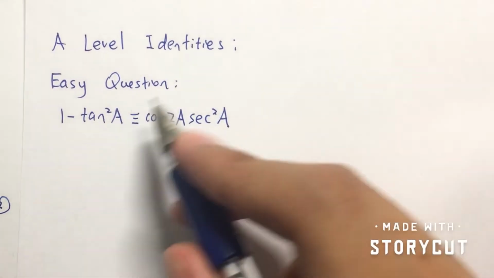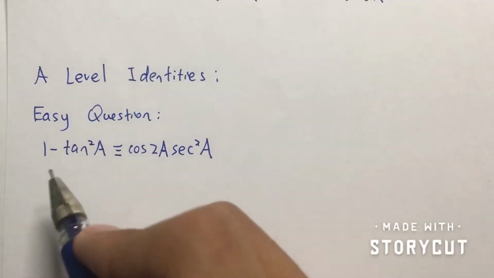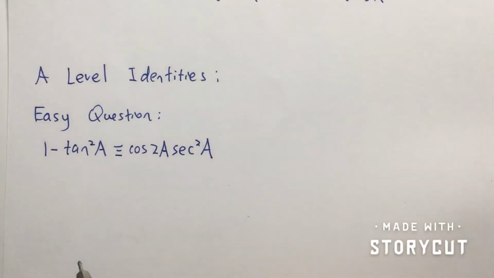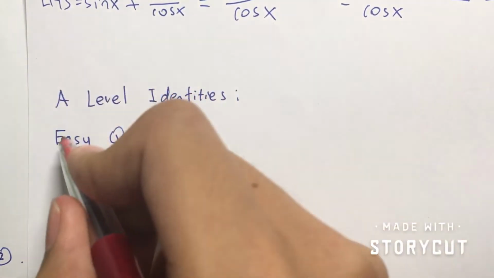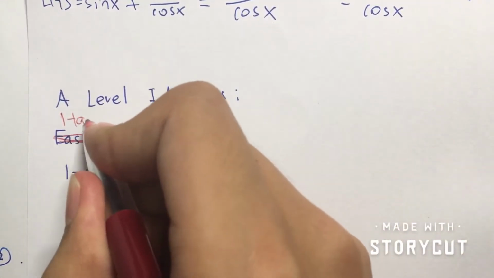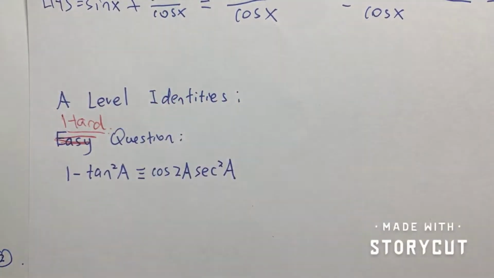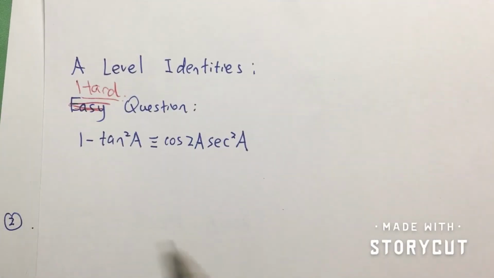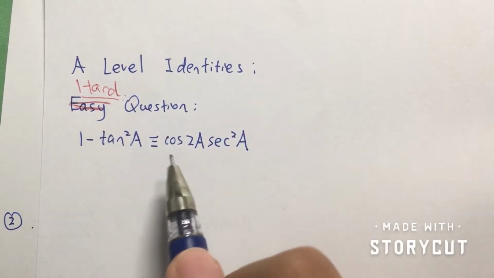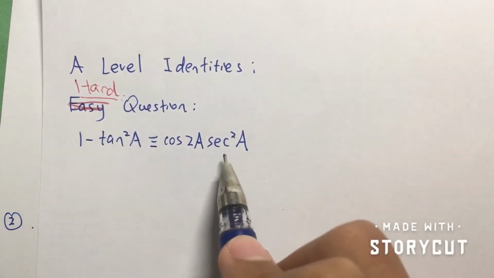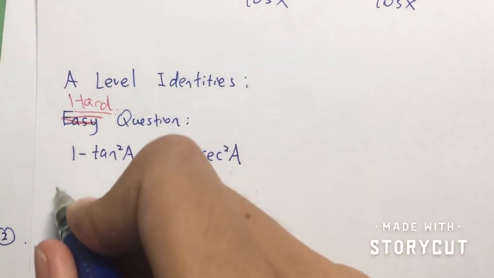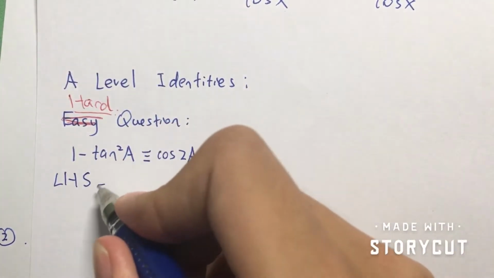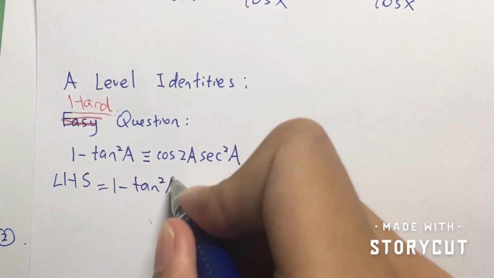Well, these are the A-level questions we are going to meet. However, in my opinion, this part is never easy, so let's change this word into hard. And let's do this question. 1 minus tangent squared a is congruent to cosine 2a times secant squared a. Now let's look at this. Our left hand side equals 1 minus tangent squared a.